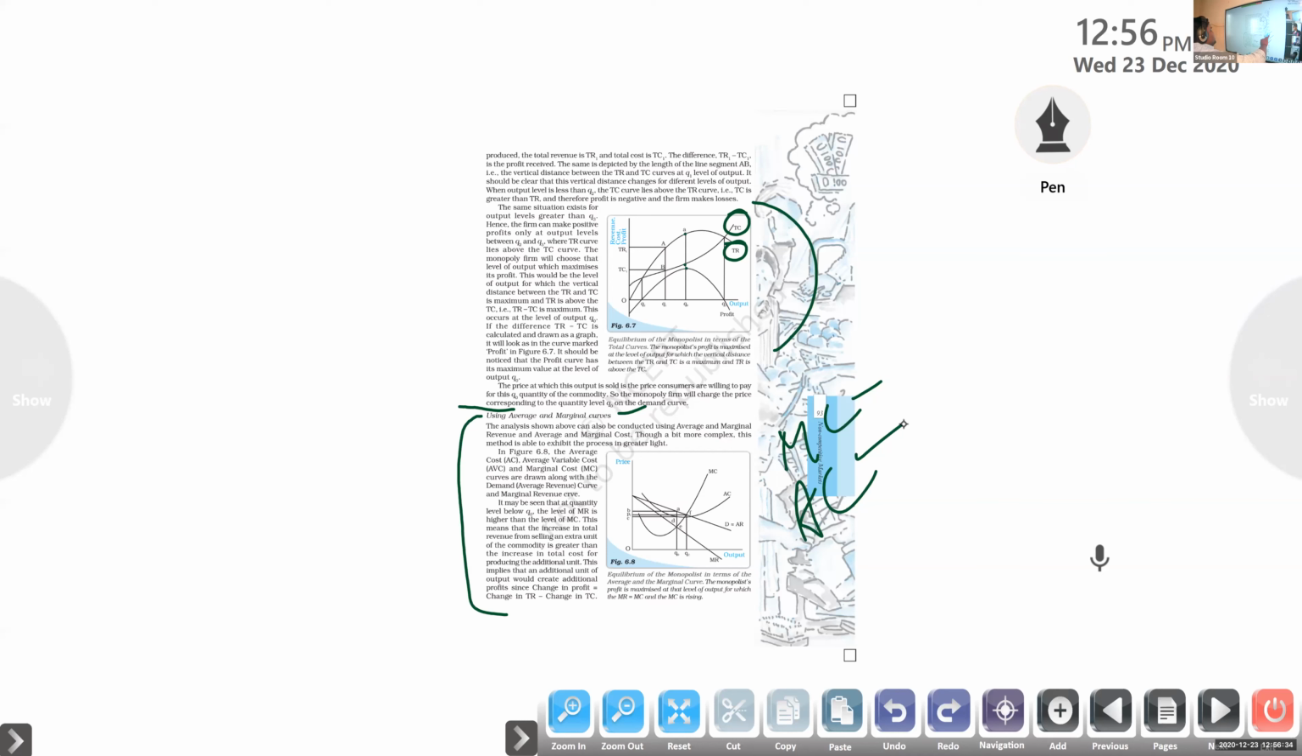And MC and AC have a relation with the average revenue and the marginal revenue. Marginal cost and average cost are related with average revenue and marginal revenue, and marginal revenue has a relation with the total revenue, TR. So the cost of production and the revenue for the firm are both connected. What is that connection? Okay, clear? Everything should be learned properly for the next class.